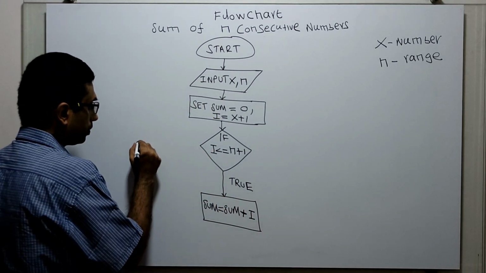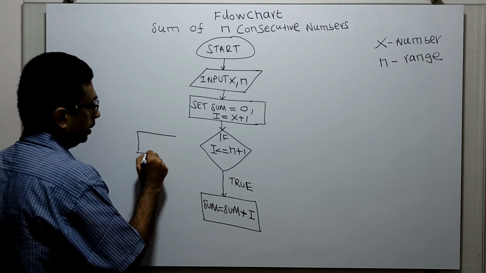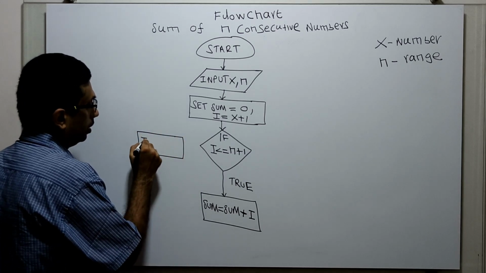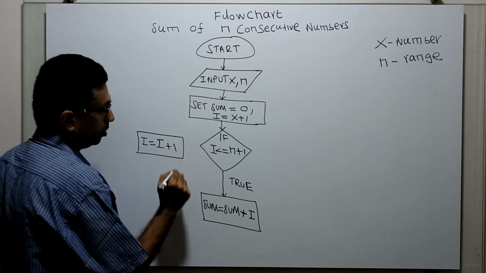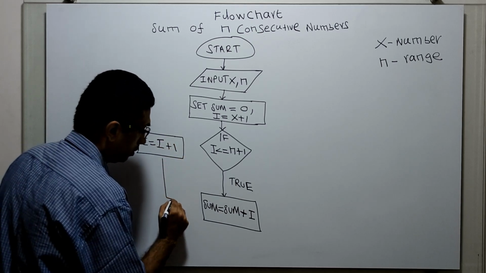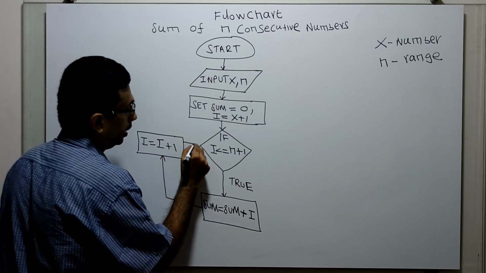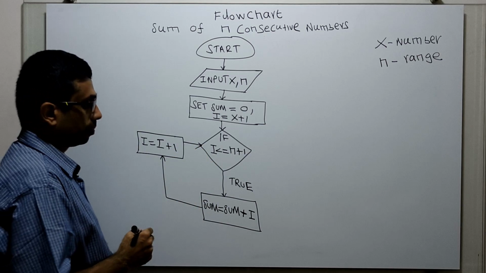So next, I am incrementing I by 1. I equal to I plus 1. Again, I am connecting back to the decision symbol, forming a loop.